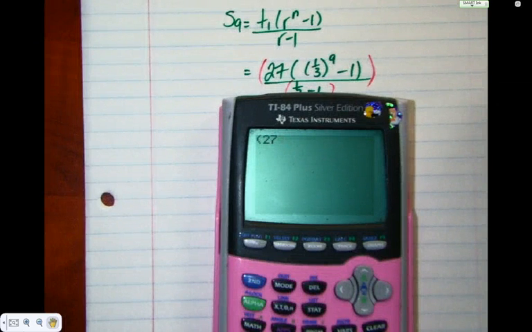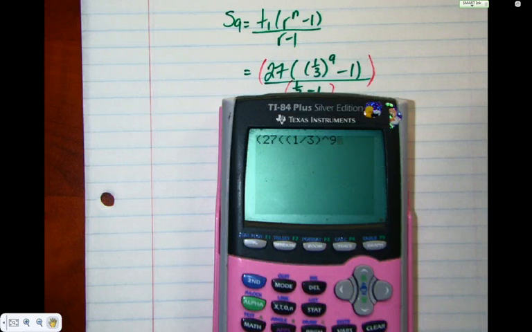27. Open the bracket for the bracket in the formula. Open the bracket for the 1/3, close the 1/3. How do I do an exponent of 9? What do we call it? Caret, awesome, so caret 9.